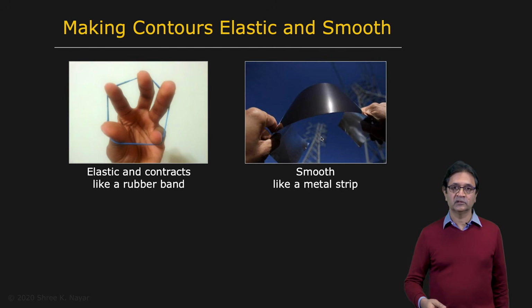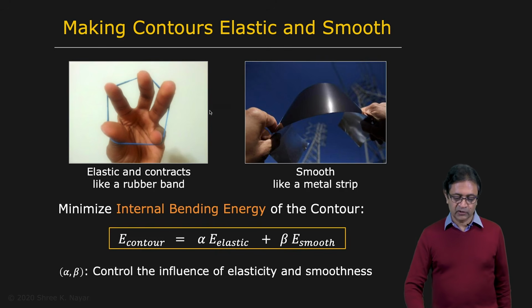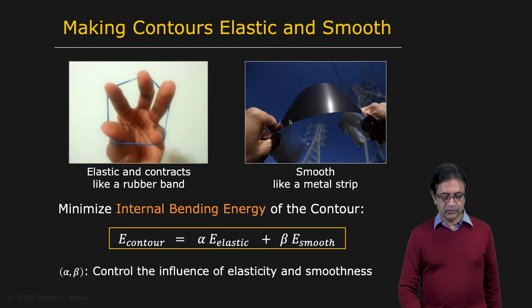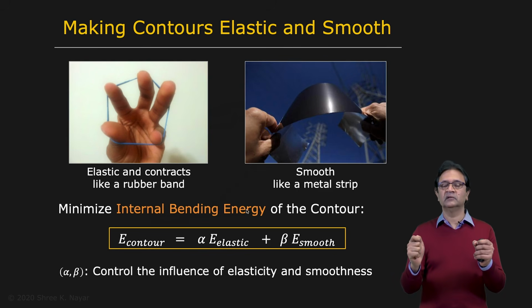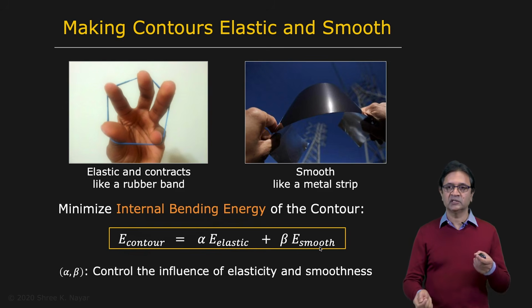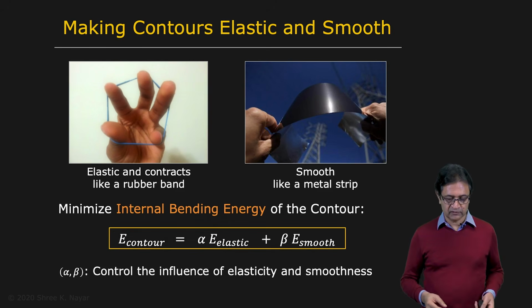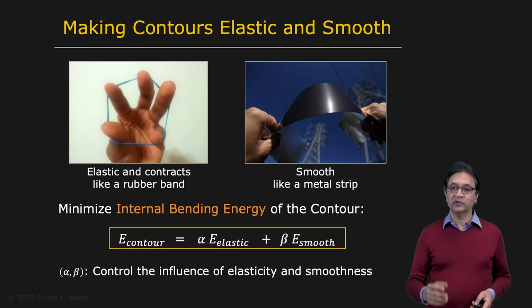So we want to add these constraints to the previous formulation. So these two constraints, if you take them together, you're really computing the internal bending energy of the contour. If you were thinking about it as a physical object made of physical material, you're actually minimizing the internal bending energy. That's what you want to do. And we'll call this term the contour term. And that's going to be alpha times the elastic term plus beta times the smoothness term. You can adjust alpha and beta based on your application to trade off elasticity for smoothness and vice versa. So now let's see how we can formulate these two terms.